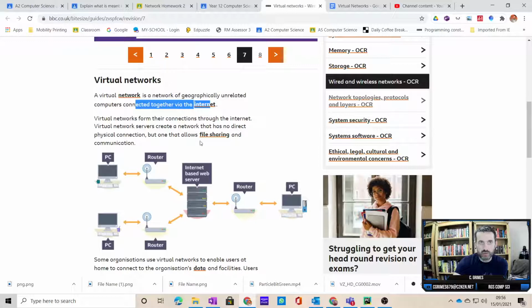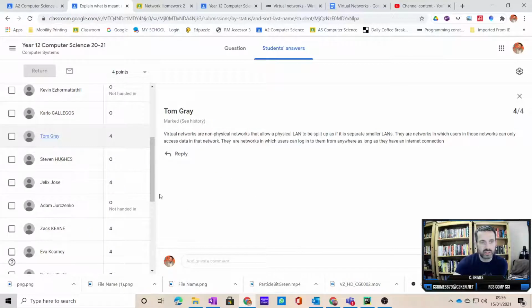And if we look at the homework, the first was a question, and if you just look at Tom's, the question was pretty straightforward. What is a virtual network? It's 4 marks, and remember, 1 mark per mark point, so you must pretty much say 4 things. So Tom goes on to say the virtual networks are non-physical, that idea that they're not physically connected together, and they allow, so that's 1 mark point, they allow a LAN to be split up into smaller LANs.